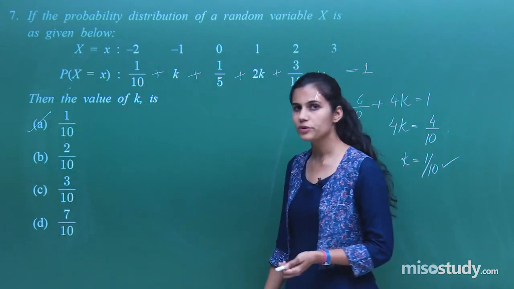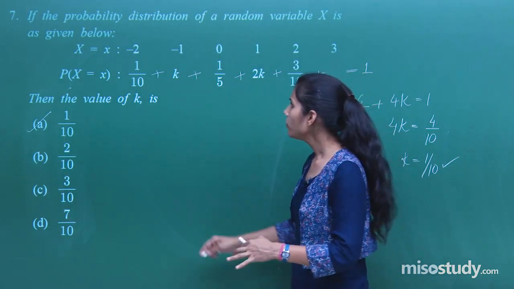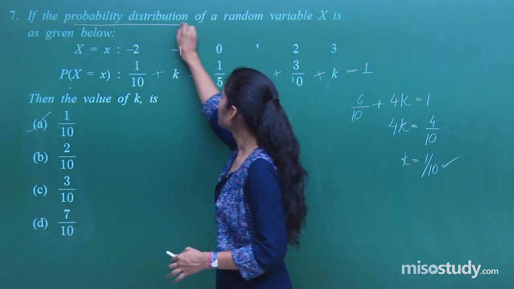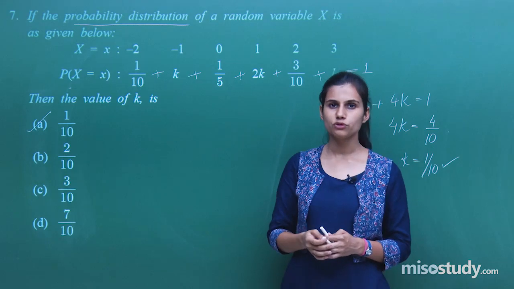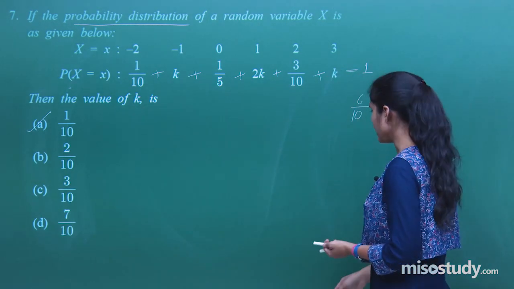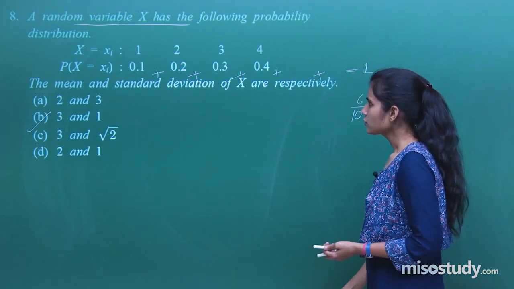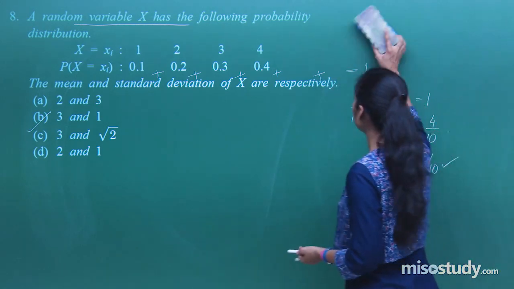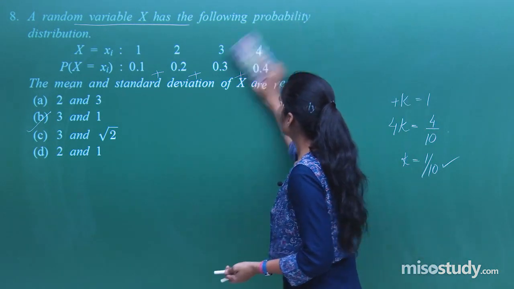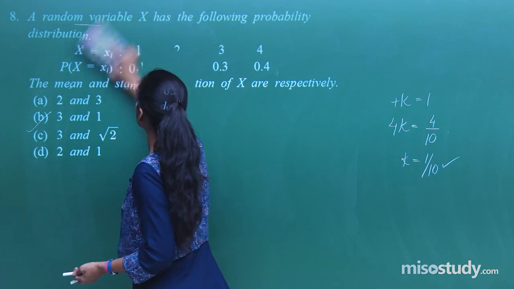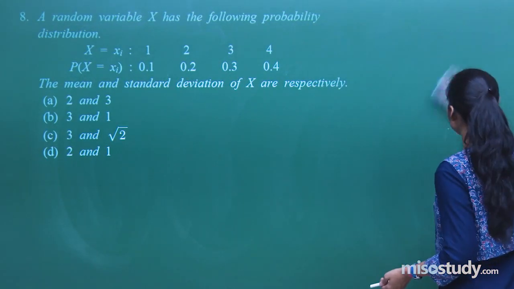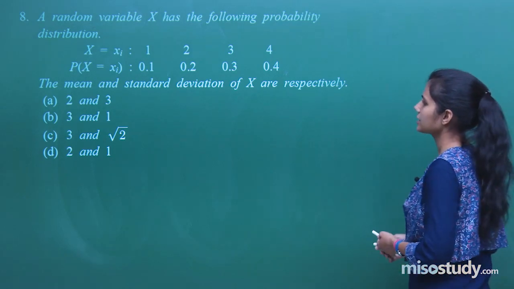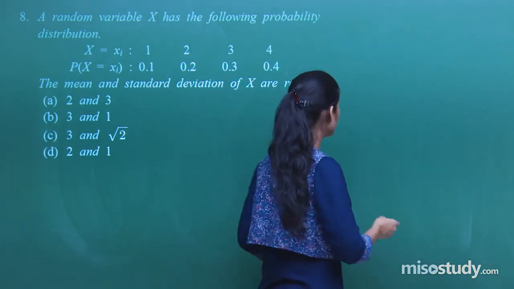So the only concept required here was that the very moment question is itself claiming it is a probability distribution, means that the sum of the respective probabilities has to be equal to unity. And that gives me the value of k. Next question says, again there is a random variable x which has the following probability distribution. So again, probability distribution is given to me. What is the mean and standard deviation of x? Okay, so let's see, we know how to do this.